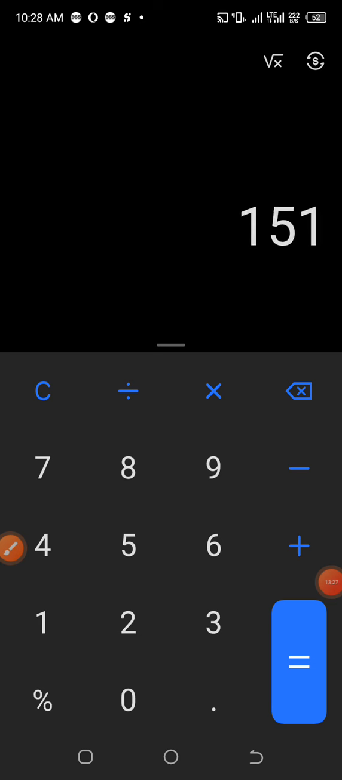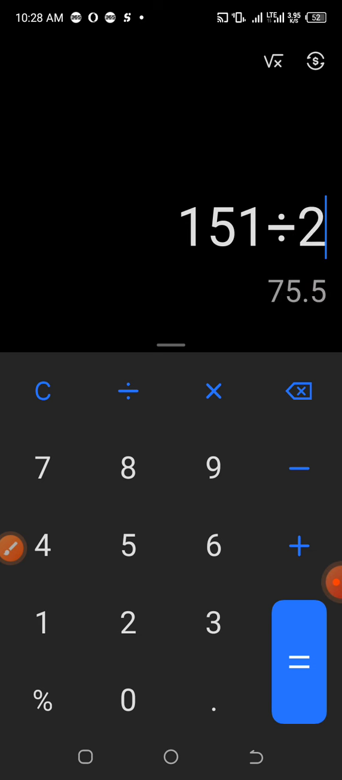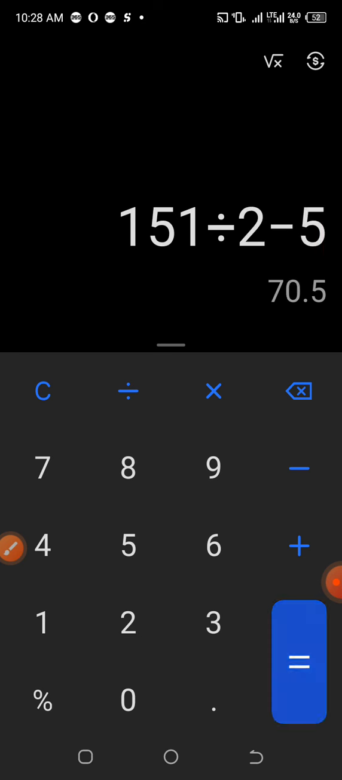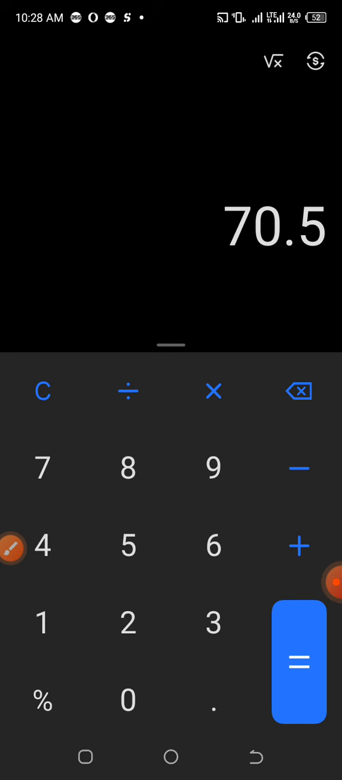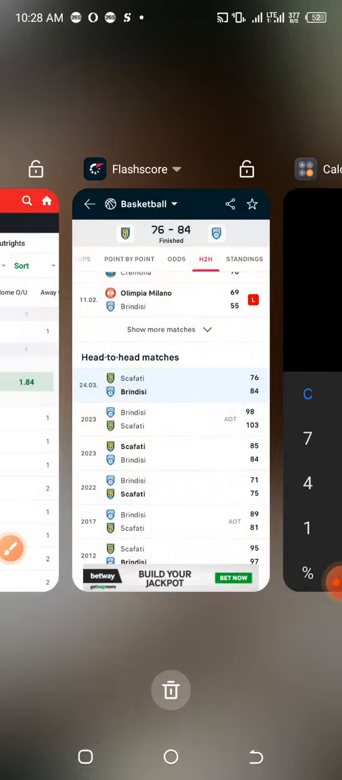So now we have the total points of 151. Don't forget, the next thing you need to do is divide it by 2, and surely we are having 75. The reason why I always tell you guys that whenever I get my average total points, I always subtract 5 points. So the total point I'm having is 70.5. Now imagine that you did not subtract the 5 points. Now see what you would have gotten.